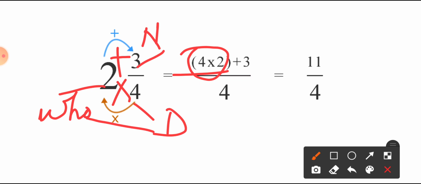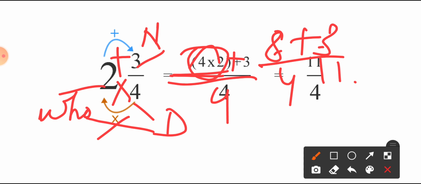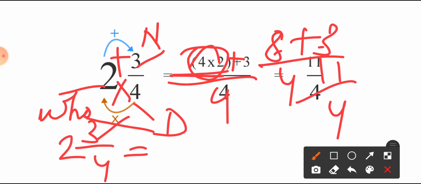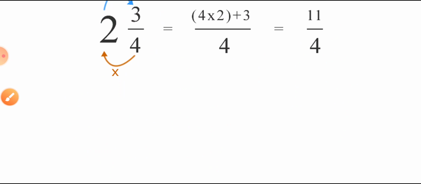So first you have to multiply whole into denominator. So 4 2s are 8. After that you have to add the numerator plus 3, and 4 will be as it is. So 4 2s are 8 plus 3 upon 4. So 8 plus 3, 11 upon 4. So you can see here that 2 3 by 4, if we change it into an improper fraction, we can write it as 11 upon 4. So this is the process by which we can change any mixed fraction into an improper fraction.